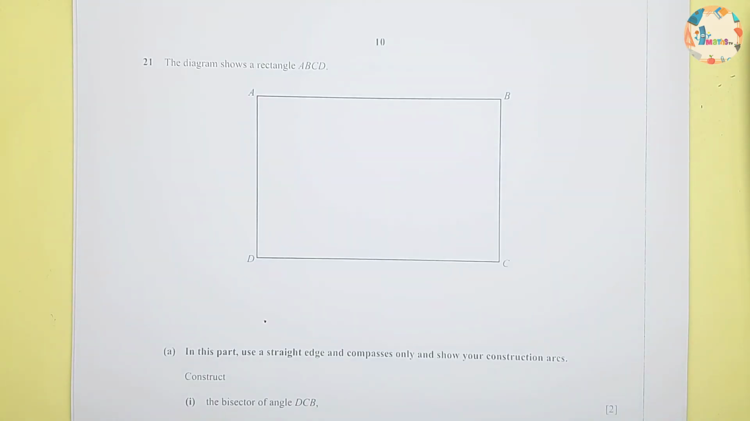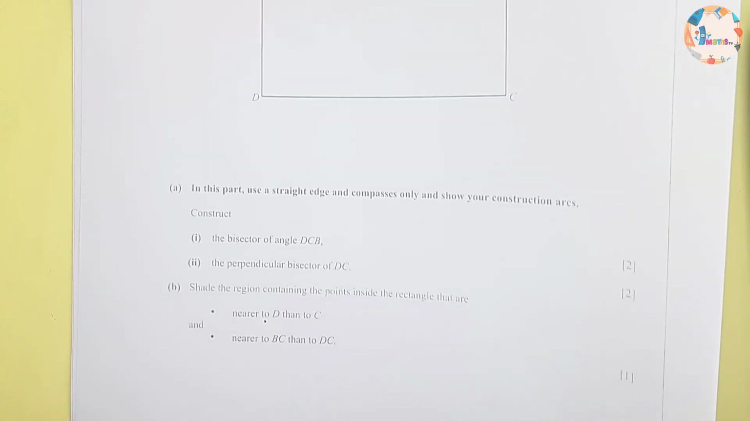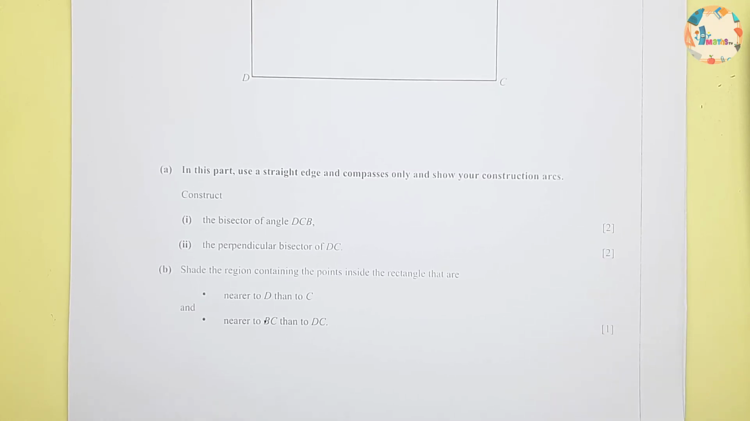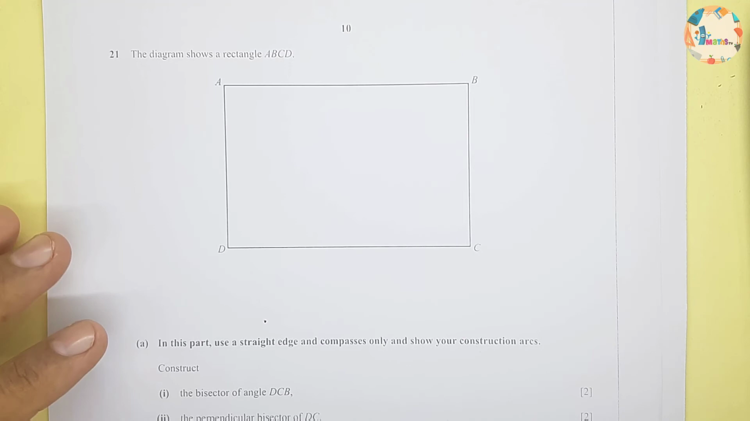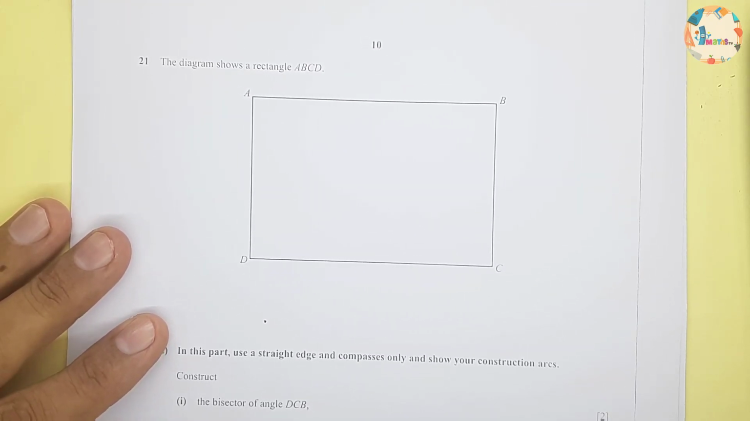Question number 21. The diagram shows a rectangle ABCD. So ABCD is provided. A part: in this part, use a straight edge and compasses only, and show your construction arcs. Construct the bisector of angle DCB. Bisector of angle DCB is required.